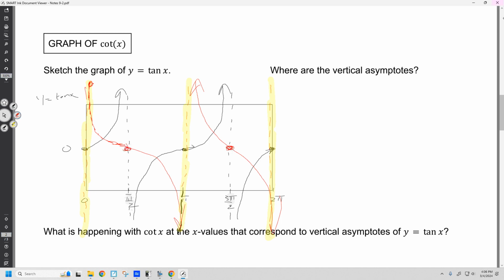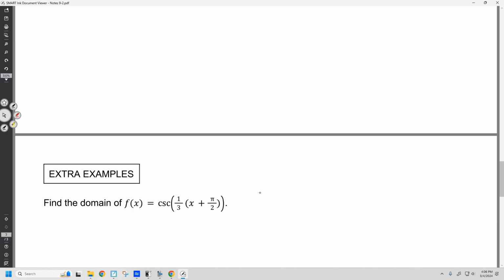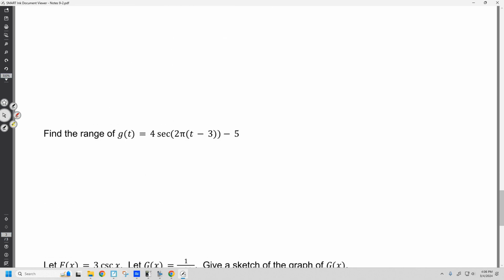Now, it gets to the point where you're going to have questions like, hey, what's this graph look like? This is the last thing I'm going to do. You don't go straight to this graph. You graph its reciprocal, which we've done so many times.